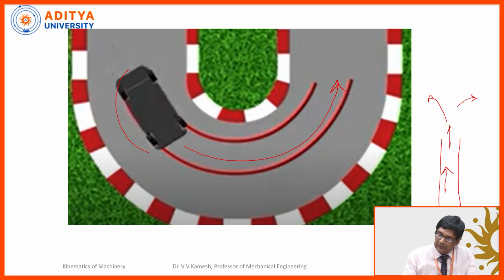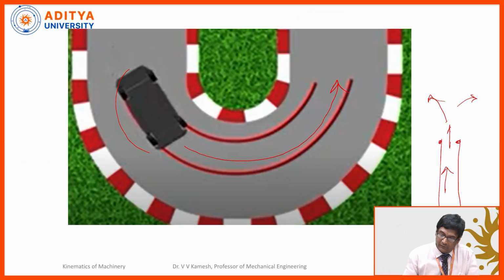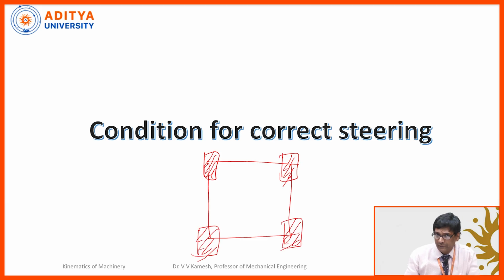Whenever we are turning to the left or right, automatically there is a difference between the rotation of the wheels, the inner wheels and outer wheels. Now, what is the inner wheel, what is the outer wheel? Actually, the vehicle will have 4 wheels. Suppose I am writing like this, this is my wheel, 4 wheels are there. Now, I am showing the top view.